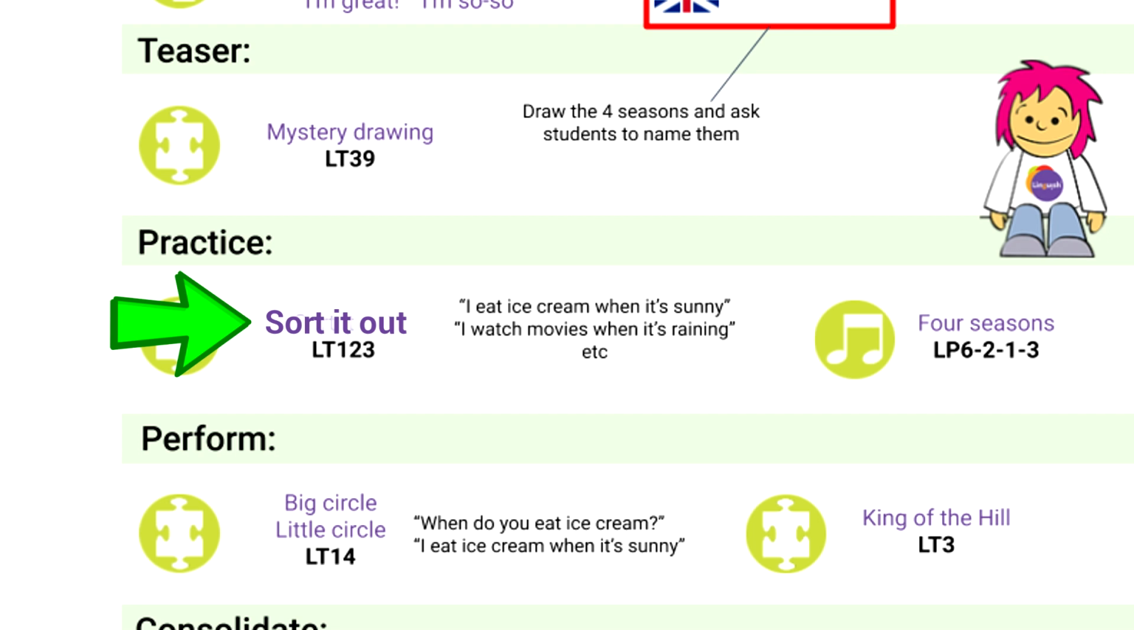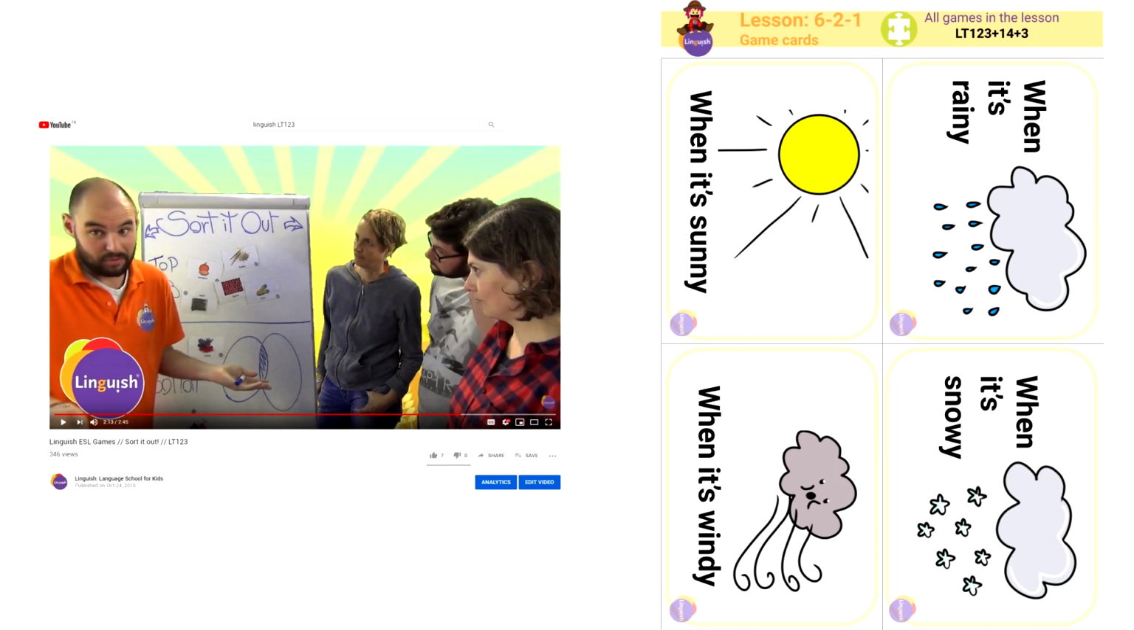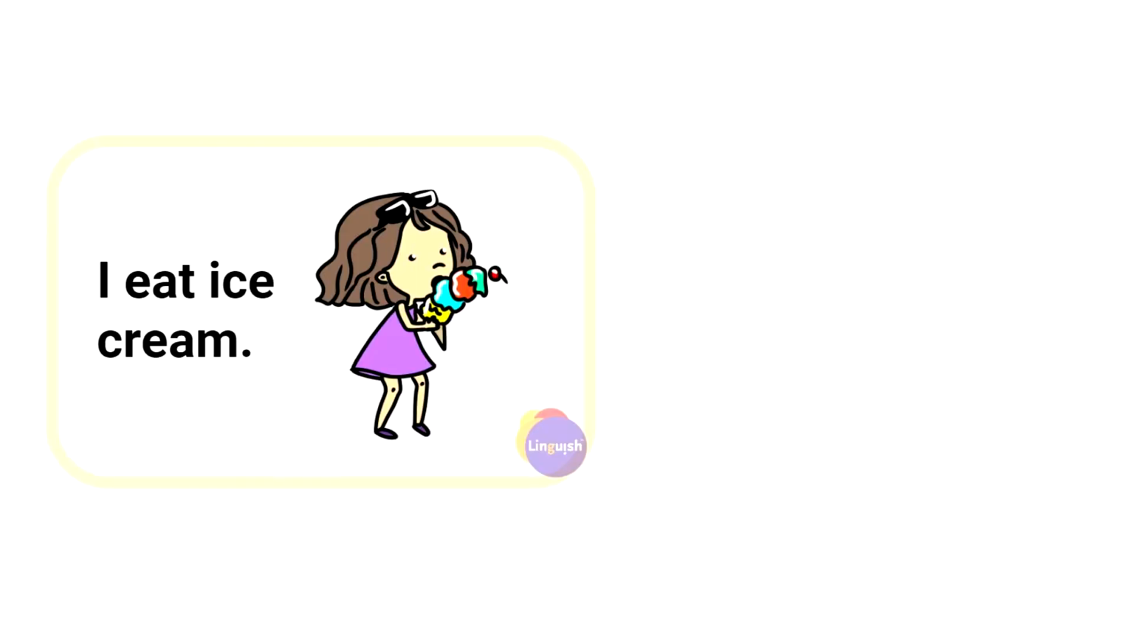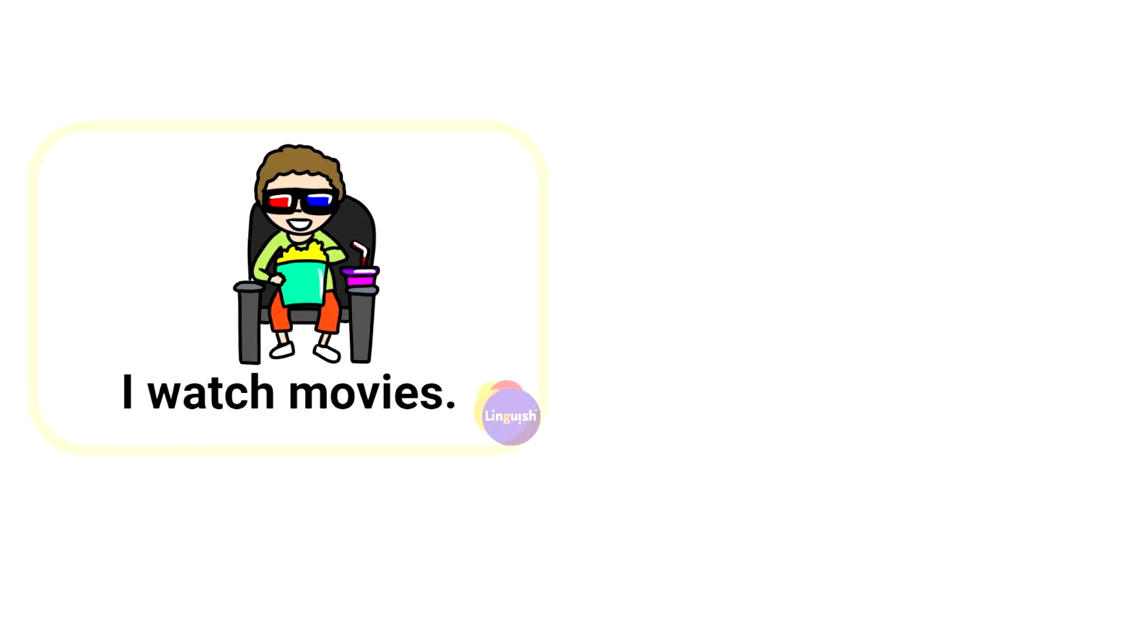Well, let's take a look at the tutorial on YouTube and use the provided game cards. Here, students will sort out things depending on their weather. I eat ice cream when it's sunny. I watch movies when it's raining.